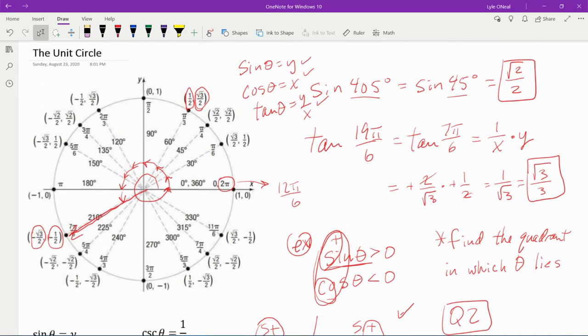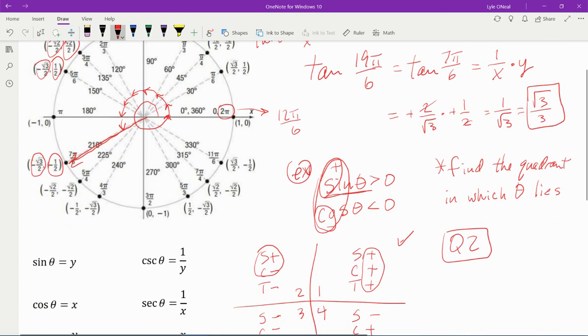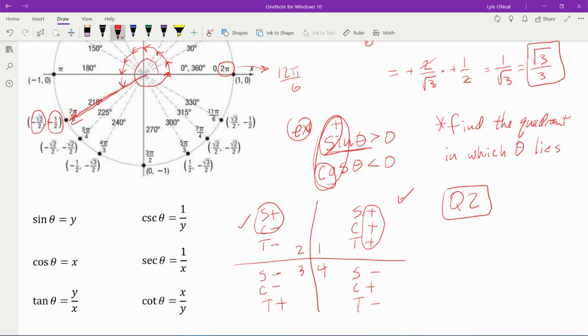And then if you look in quadrant 2, you're going to notice that the y value in quadrant 2 is always positive. So sine will be positive. The x value is negative, so cosine will be negative. And if you divide y divided by x, positive divided by a negative, tangent's going to be negative. And so that's why the second quadrant is the way it is.